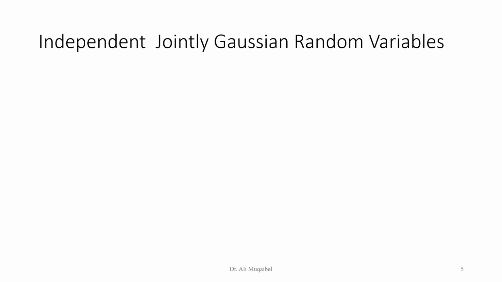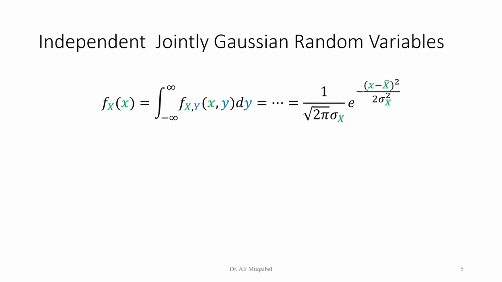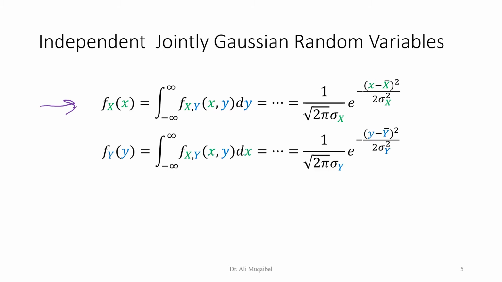For the special case of independent jointly Gaussian random variables, we can write the marginal. I'm talking about the bivariate example. For the case of x, we have the following expression. This is just a normal Gaussian. For the case of y, we also have another Gaussian random variable.